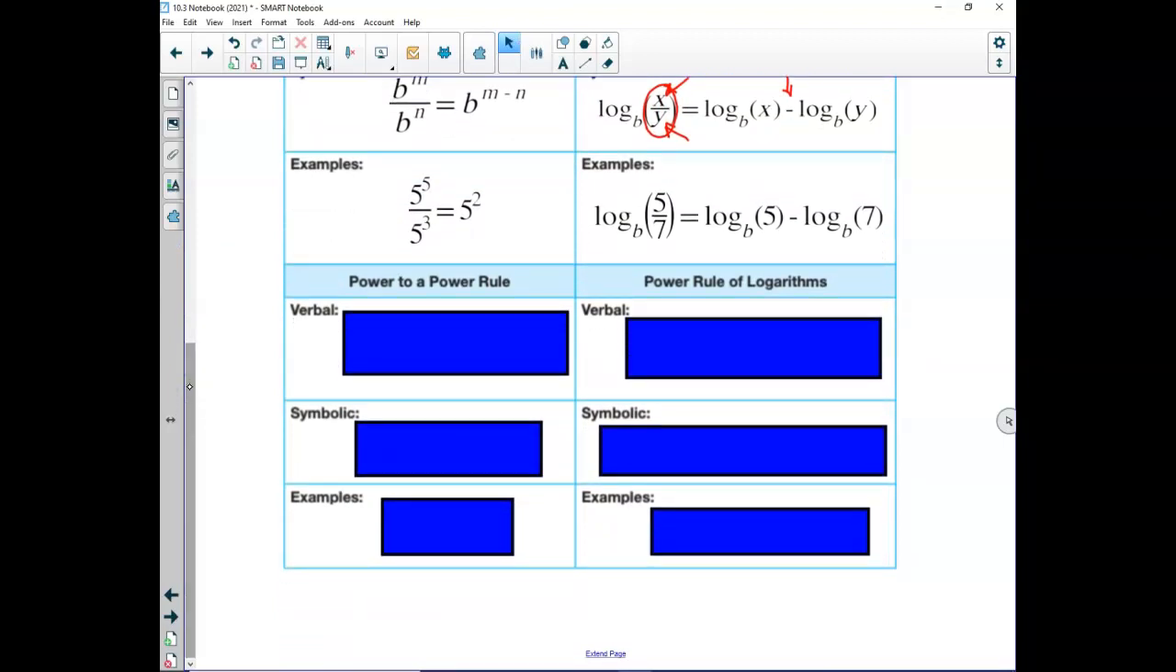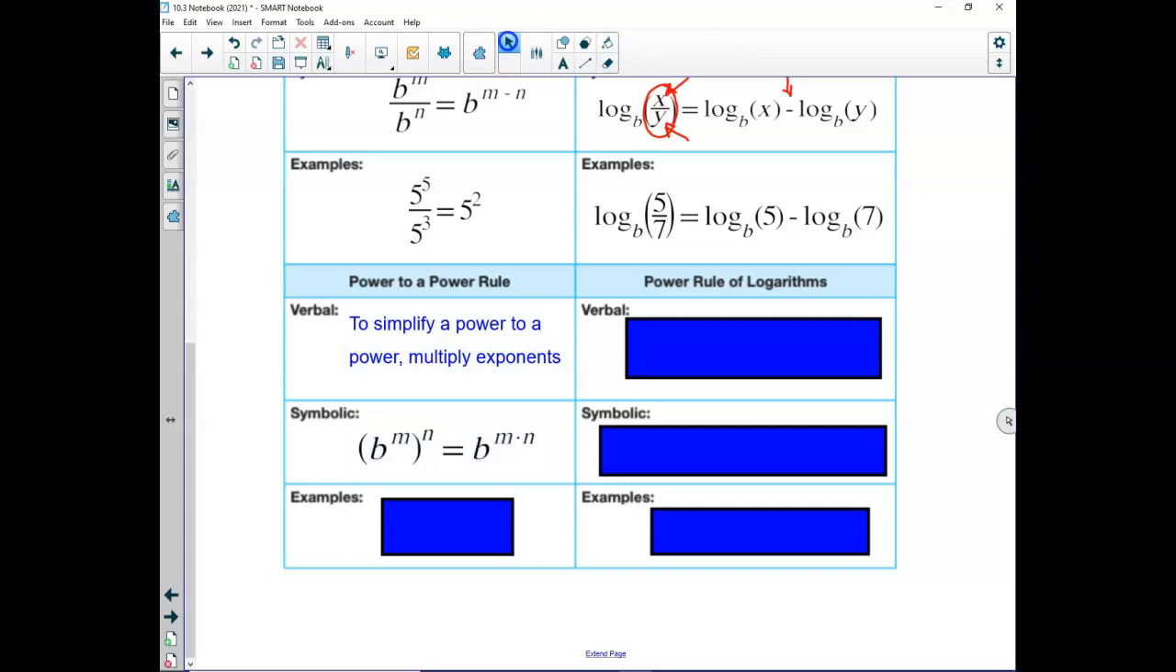Power to a power rule. I don't know if you remember, what is x to the third to the fourth? Yeah, x to the 12th, because to simplify a power of a power, you multiply the exponents. B to the m raised to the n is b to the m times n. Well, that's 2 to the third raised to the fifth. That's the same as 2 to the 15th because I have 5 2 to the thirds, so I have to add the exponent 3 five times, and 3 times 5 is 15.